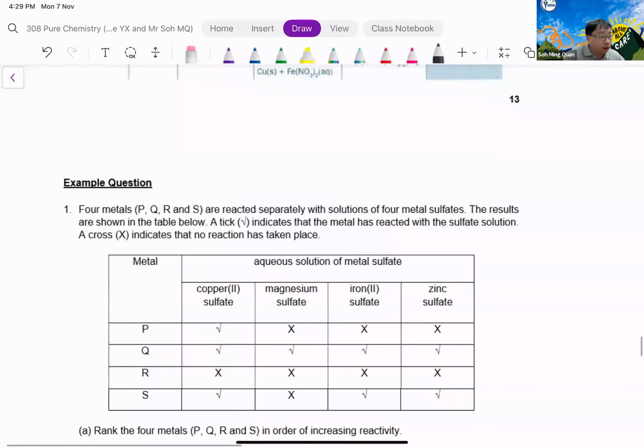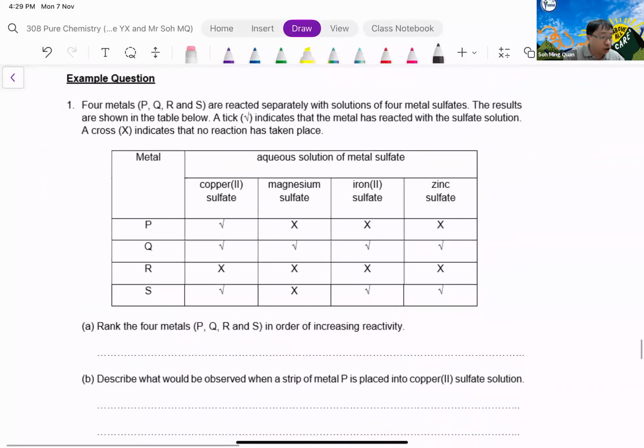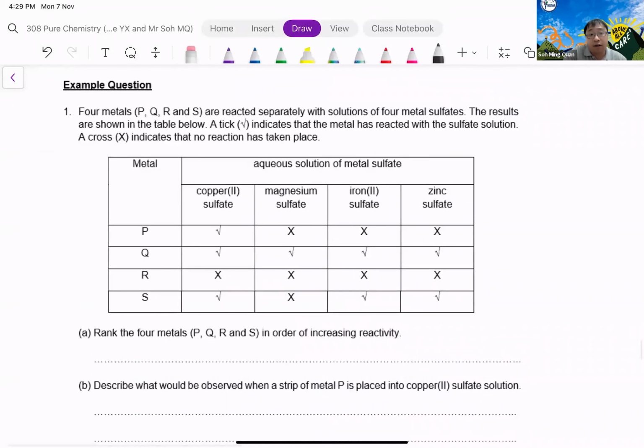I'll just end off with a short question. So you can see, this is what I meant. This is a typical question, right? We can give you metals and the sulfates, and then you can work out the order of reactivity just based on the data. Okay, so this is a typical question.